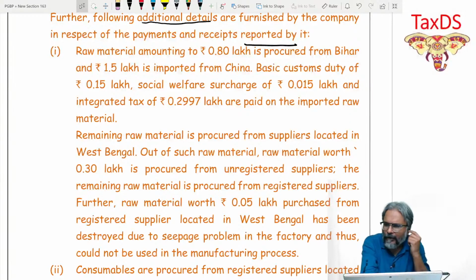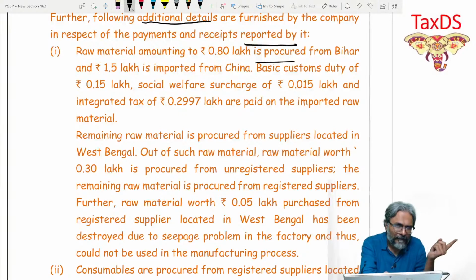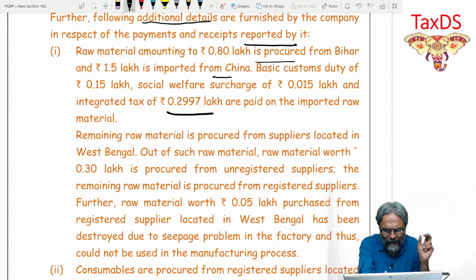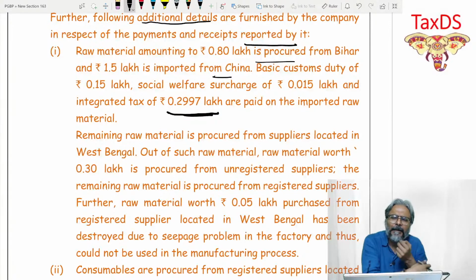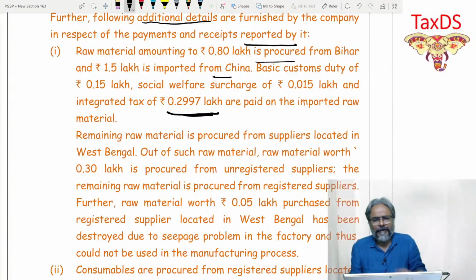Point number 1, raw material amounting to rupees 0.8 lakhs is procured from Bihar, whereas this is in Kolkata, West Bengal. So obviously there would be an IGST. And rupees 1.5 lakhs is imported from China. So again there is an IGST on that. Basic custom duty 0.15 lakhs, social welfare charge 0.015 lakhs, and IGST, this is what you will be getting the credit of, are paid on the imported raw material.